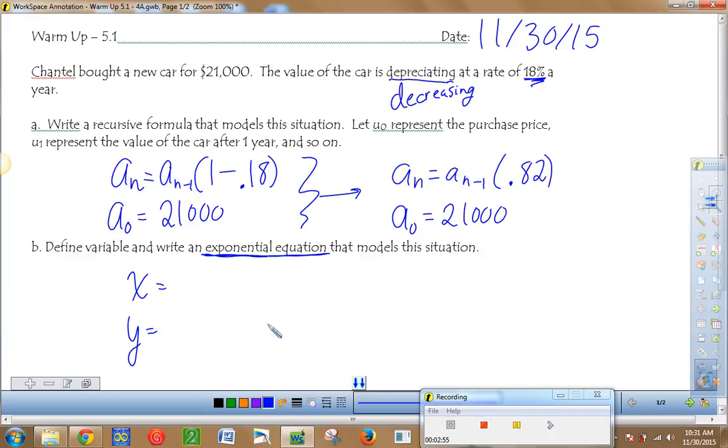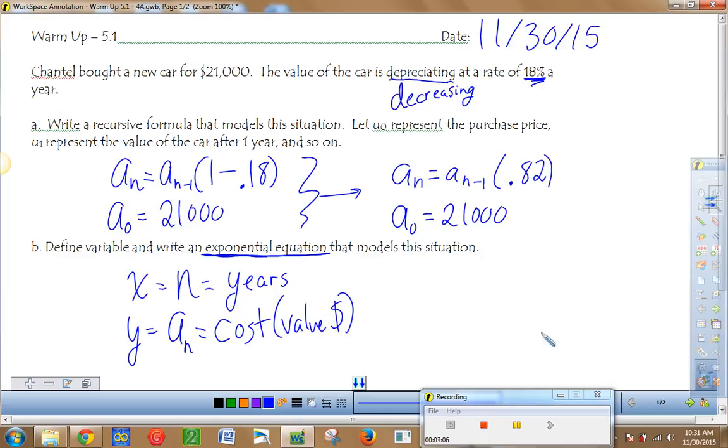X is going to be the years. X is also your n value. So this is time in years. And then the y is going to be the cost. What letters do we use for y up here? Like n is your x value. So what's your y value? A sub n. Yeah, that's like an f of x. So this is the cost, or the value of your car.